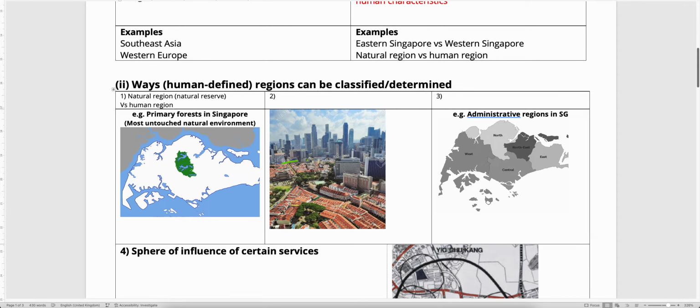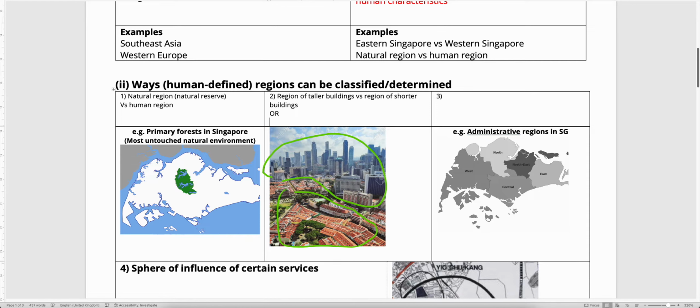Some people might say these are taller buildings versus shorter buildings, or some people say these are newer buildings versus older buildings. Also can. So you may define a region of taller buildings versus a region of shorter buildings, or if you want to go by age, a modern region versus an older region. Also possible. Okay, what's another way of grouping places that are similar?